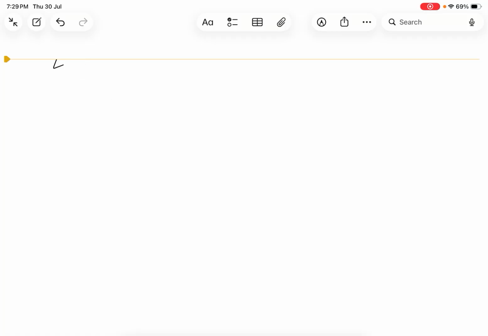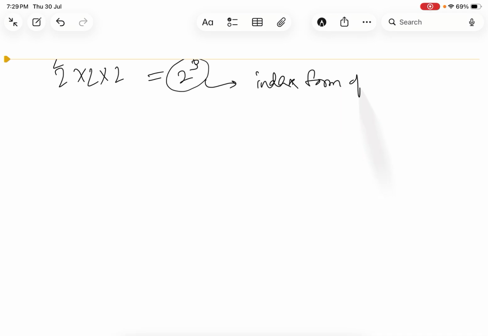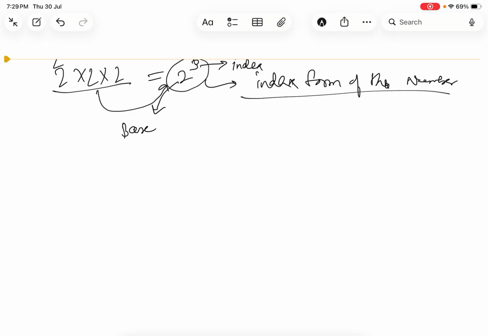So if you have a number, say 2 into 2 into 2, suppose, then it can also be written as 2 to the power of 3, right? And this is known as the index form of the number. Here 2 is known as the base and 3 is the index. So 2 into 2 into 2 can be written as 2 to the power of 3, which is known as the index form of the number.